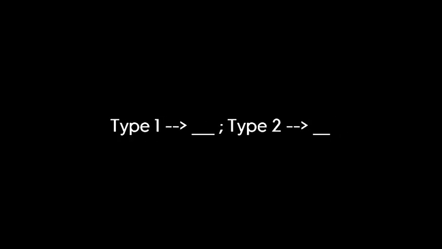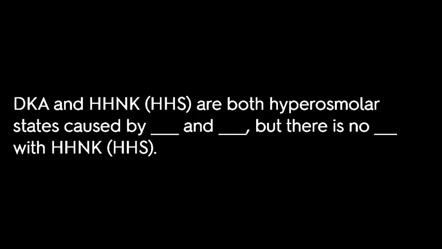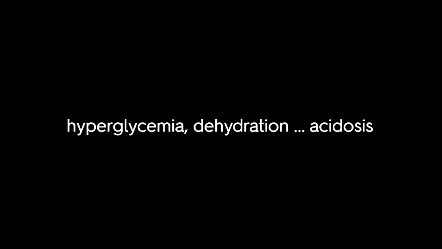Type 1, greater than blank. Type 2, greater than blank. DKA, HHNK. DKA and HHNK are both hyperosmolar states caused by blank and blank, but there is no blank with HHNK. Hyperglycemia, dehydration, acidosis.